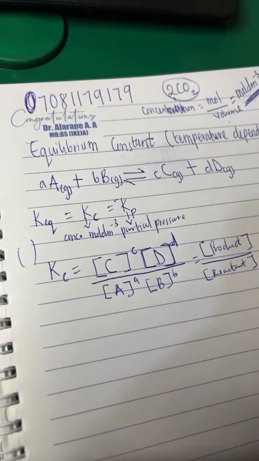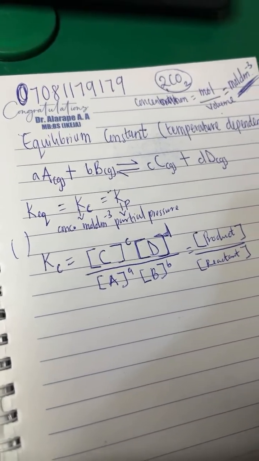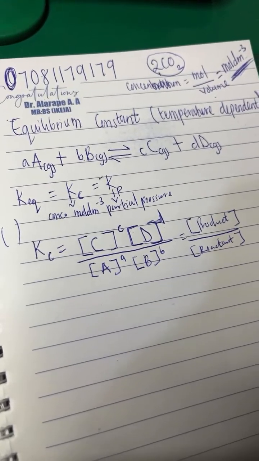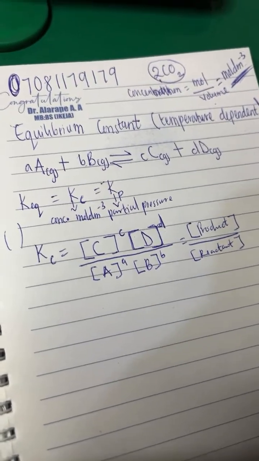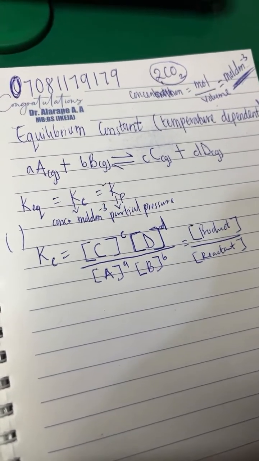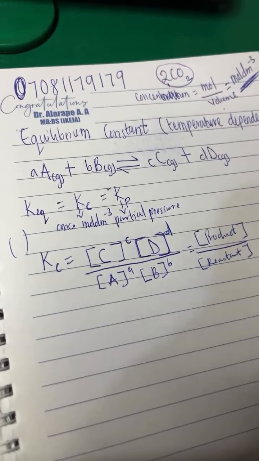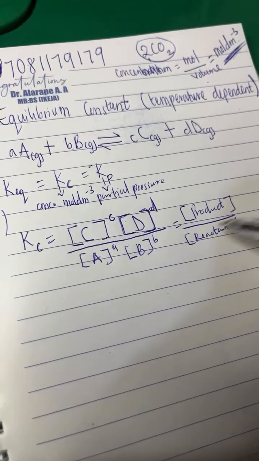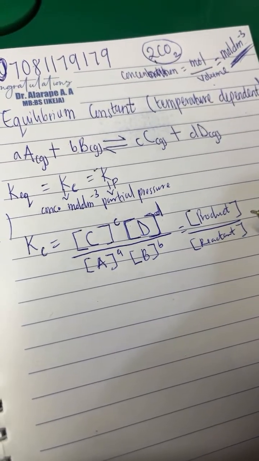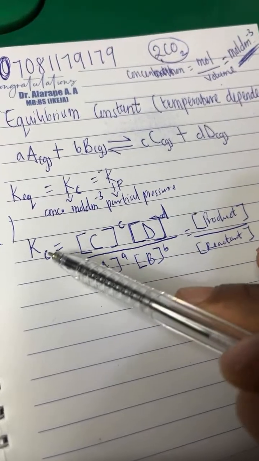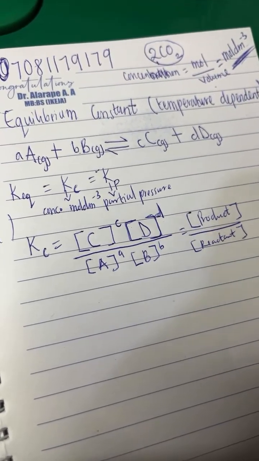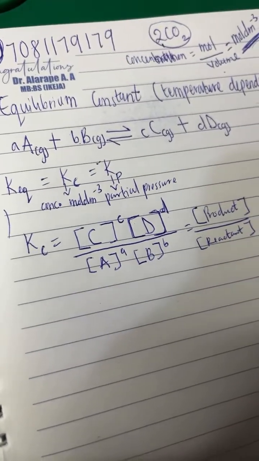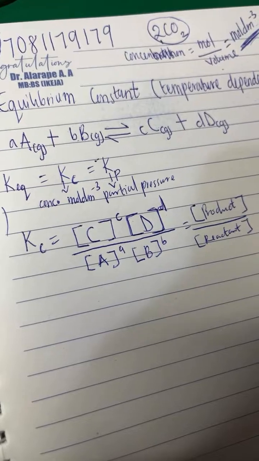Do you understand this formula? I'm going to give you guys a question where you will be able to deduce just the unit. It's not hard. Just know that it is the concentration of products over the concentration of reactants. That's how you can get your equilibrium constant. Don't stress yourself. It's not something really difficult. It's very simple. You understand?